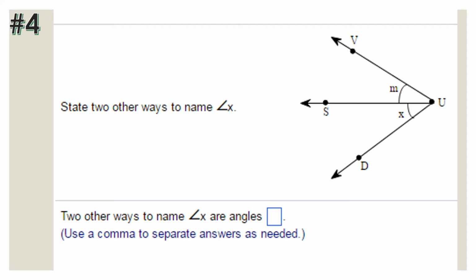Okay, so name two other ways to name angle X. So angle X is here, okay? We can name this angle by using the points, so SUD, and we could do it the other way, angle DUS, or we could just use the vertex, which would be angle U.